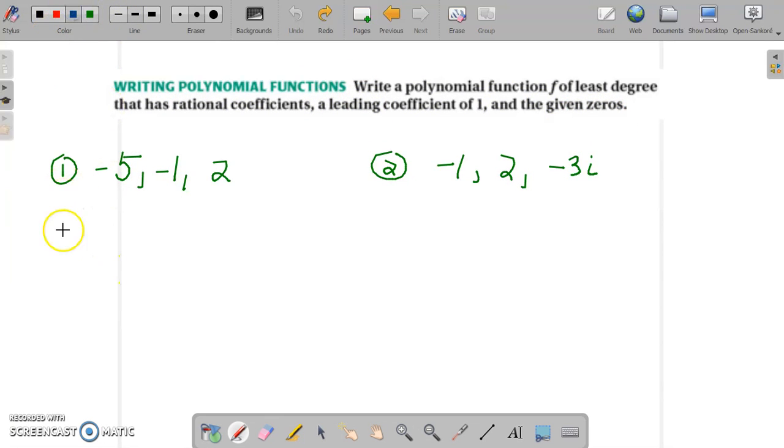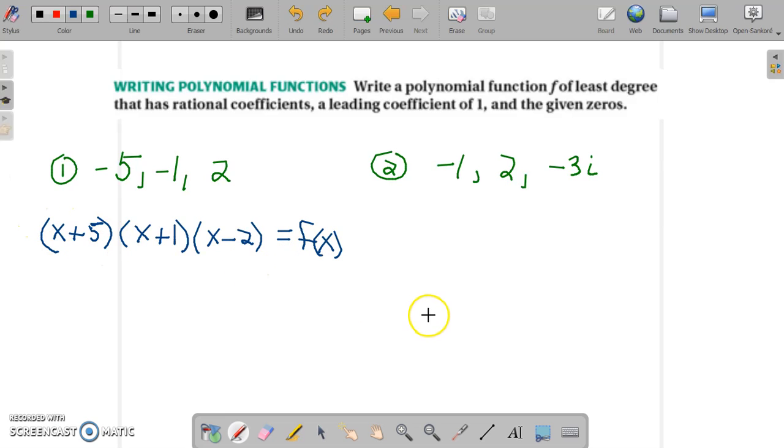So like I've been telling you in class, if negative 5 is a zero, then x plus 5 has to be a factor. If negative 1 is a zero, then x plus 1 has to be a factor. If 2 is a zero, x minus 2 has to be a factor. So if all of these are factors for my function, all you have to do is multiply those out and you have got a polynomial function. So really quickly I can multiply this out for you.